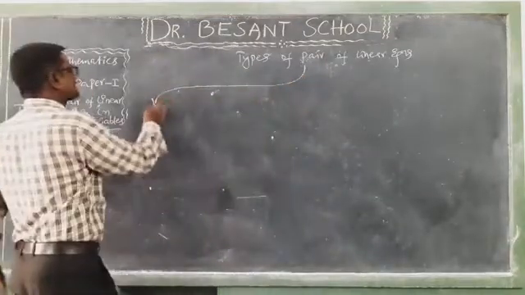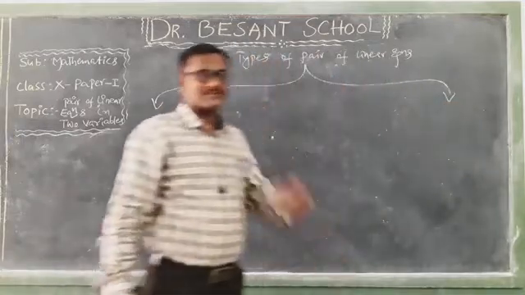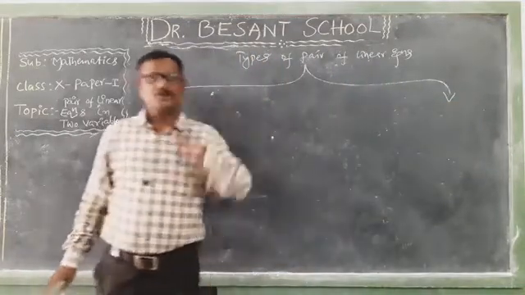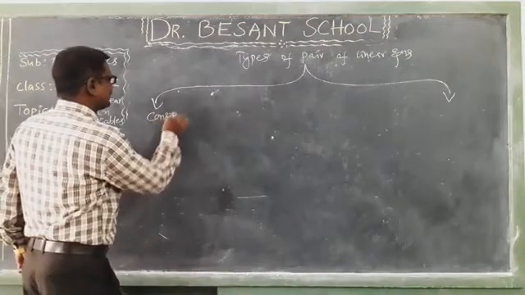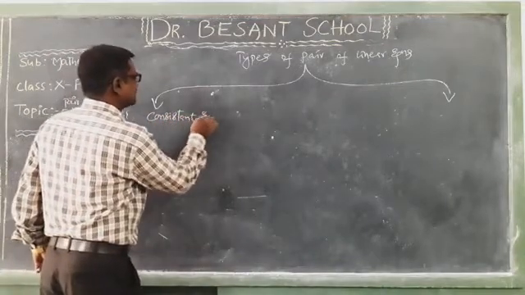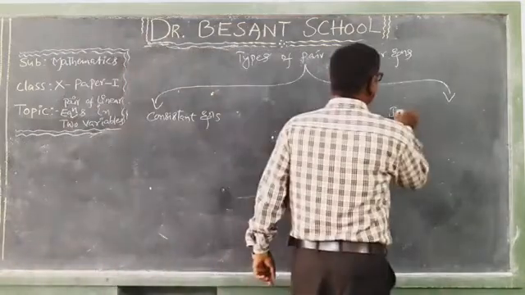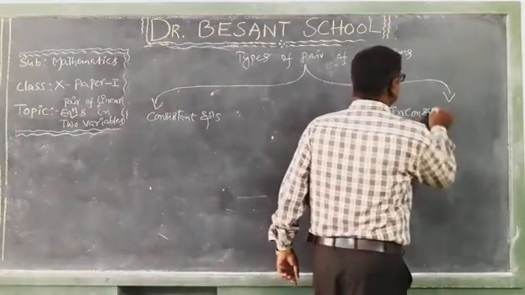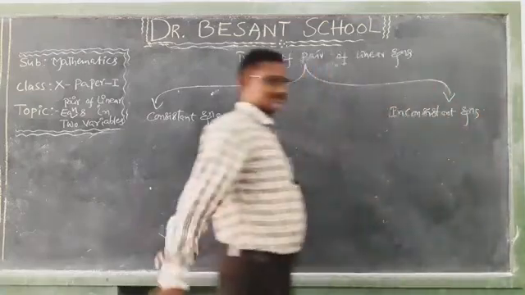Linear equations are classified into two types. Linear equations are classified into how many types? Two types. One is called consistent equations. The other is called inconsistent equations.